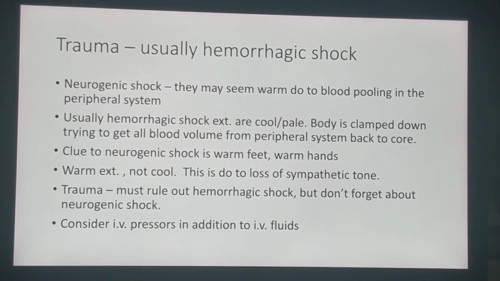Remember, trauma, like we talked about, is mainly hemorrhagic shock. In neurogenic shock, they may seem warm due to the pooling in the peripheral system. Usually in hemorrhagic shock, they're kind of mottled and cold in the periphery. You'll see it in the legs. They're cooler and pale because the body's clamped down, or vasoconstricted, in the extremities and arms, trying to get that blood back to the core. One major clue to neurogenic shock is warm feet, warm hands. And once again, this is due to loss of sympathetic tone.